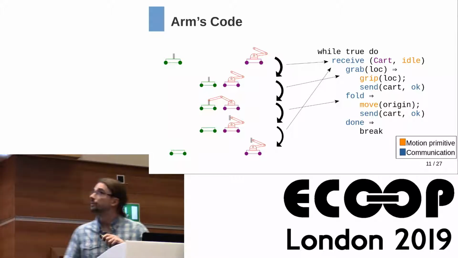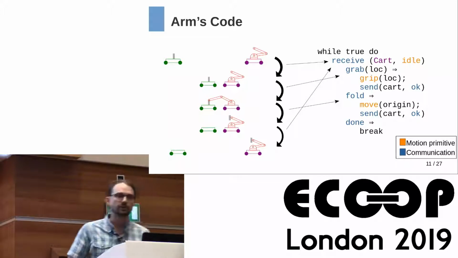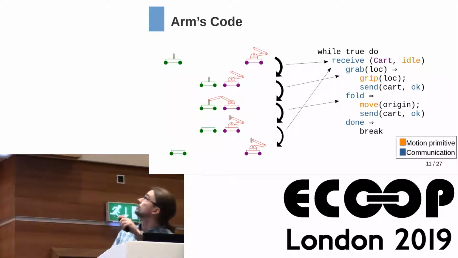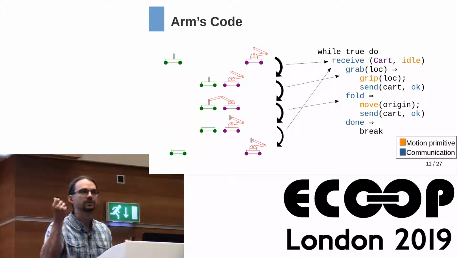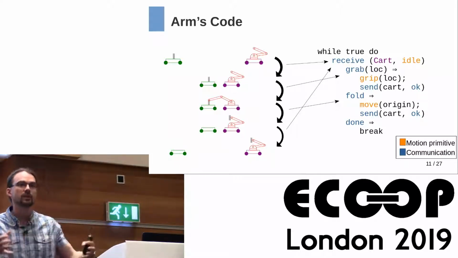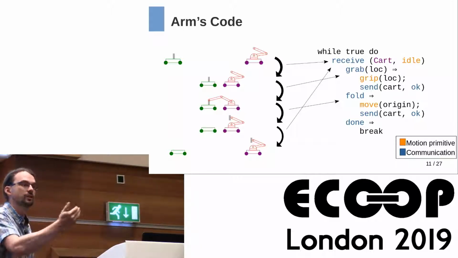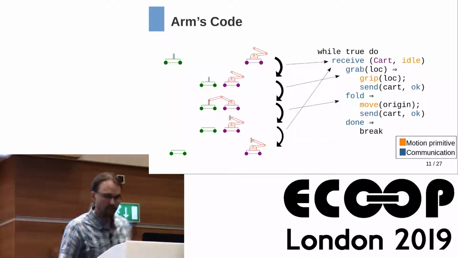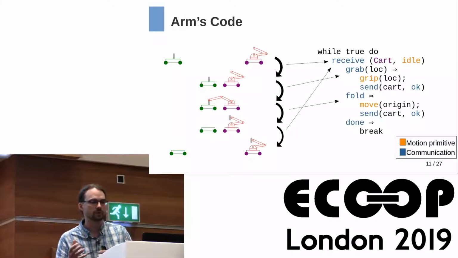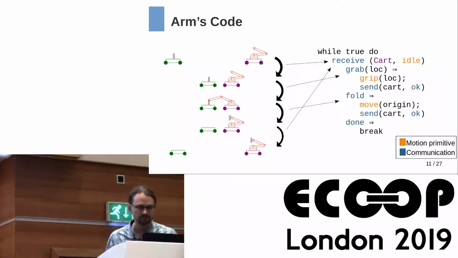Another interesting thing to notice is that when you receive messages, you might not know when the message comes. So in our model, you also define a default motion primitive: what do you do with the physical hardware while you are stuck waiting for a message? The code has this strong decomposition into what we call motion primitives and communication.